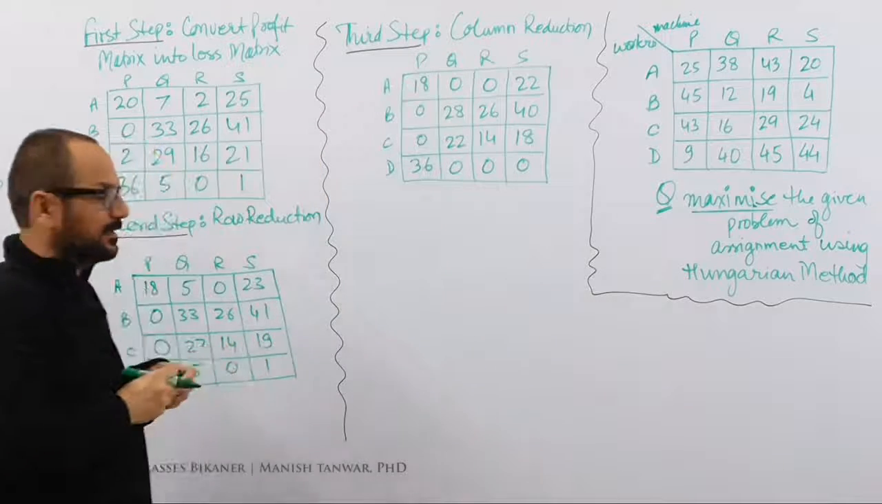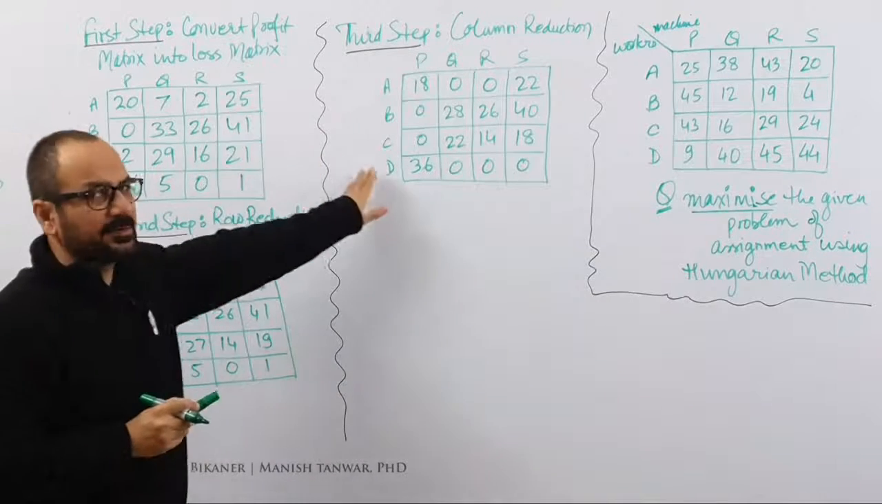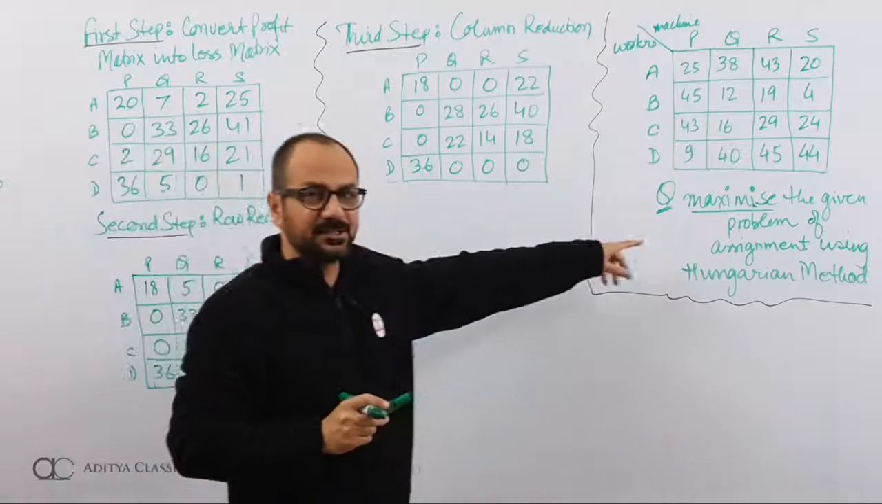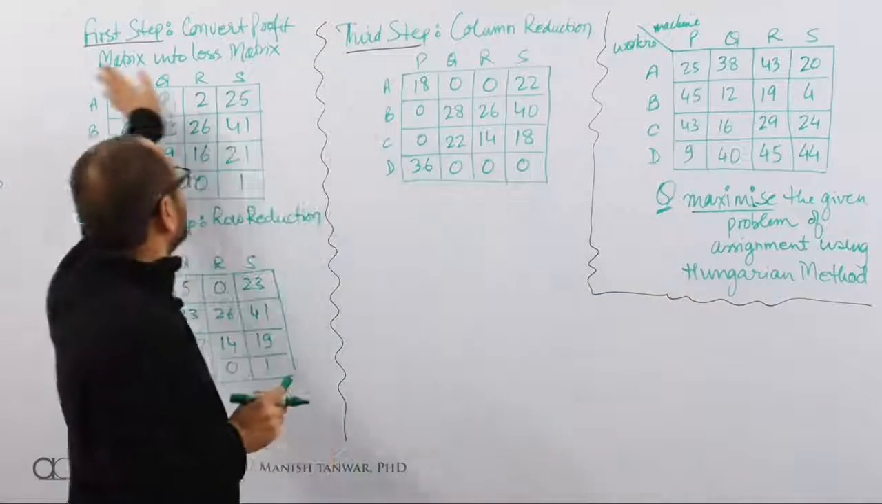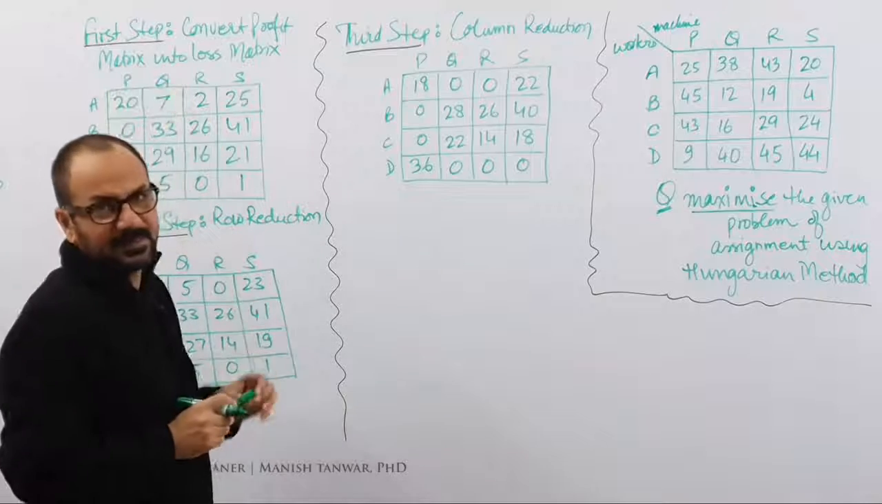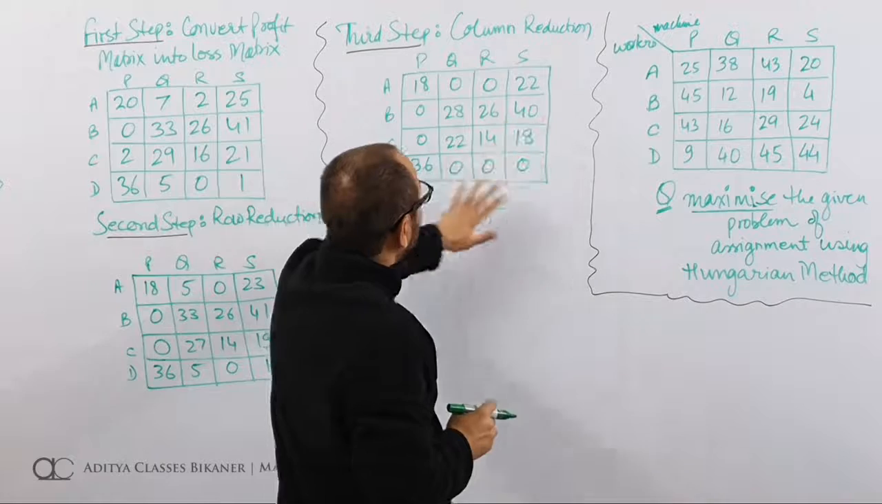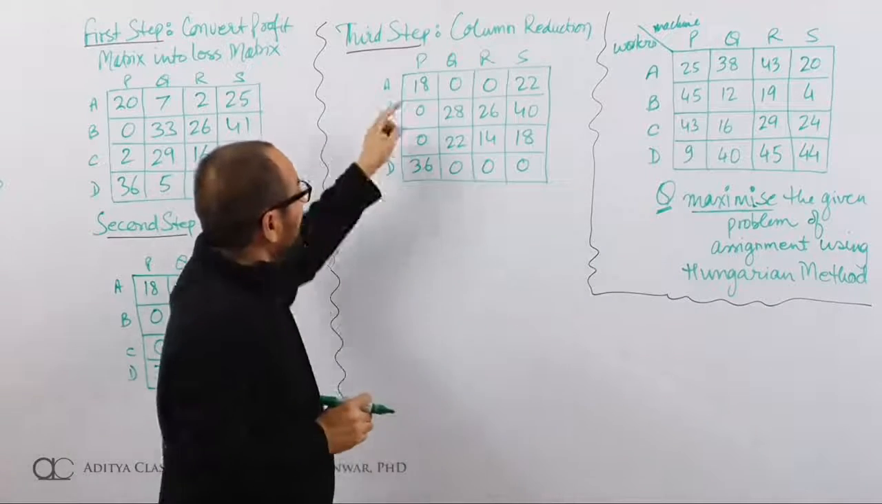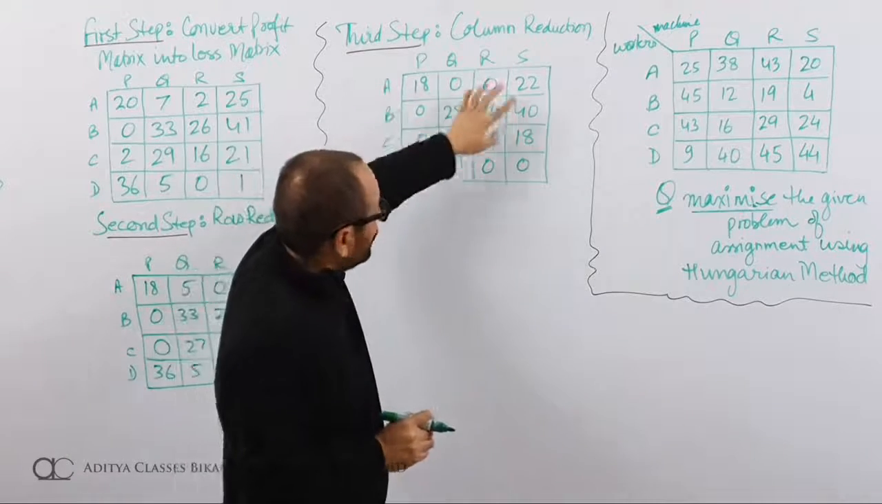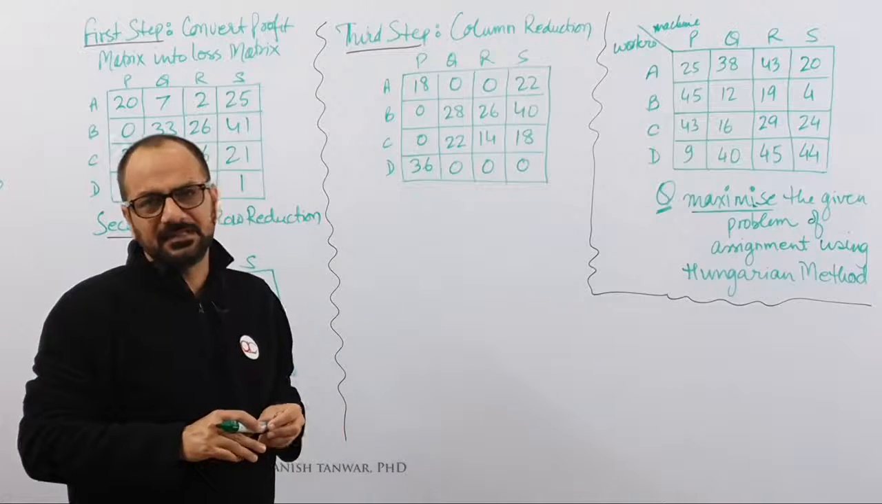In routine assignment, this becomes our first step, row reduction and column reduction. But because this was a case of maximization, first I need to go for converting profit matrix into loss matrix, and now we can go ahead and solve it. So this is our column reduced matrix. Each column is having at least one 0. Now you can go ahead and make assignments.